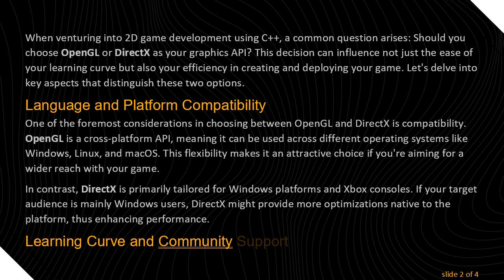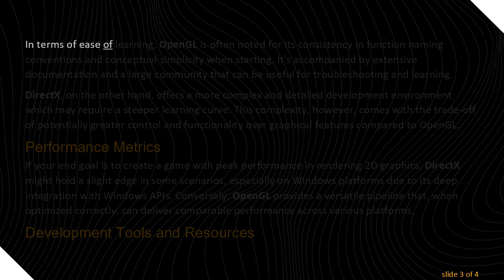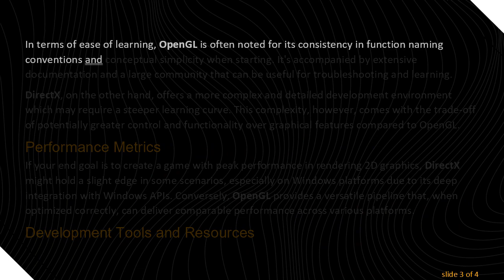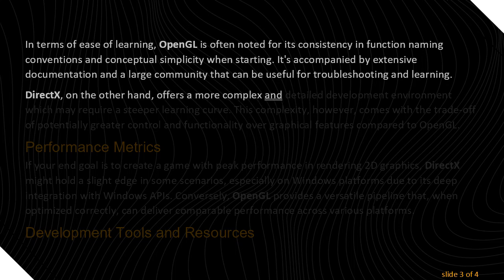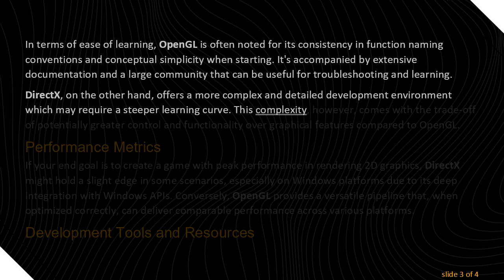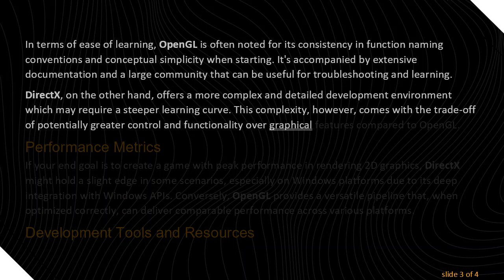Learning curve and community support. In terms of ease of learning, OpenGL is often noted for its consistency in function naming conventions and conceptual simplicity when starting. It's accompanied by extensive documentation and a large community that can be useful for troubleshooting and learning. DirectX, on the other hand, offers a more complex and detailed development environment which may require a steeper learning curve. This complexity, however, comes with the trade-off of potentially greater control and functionality over graphical features compared to OpenGL.